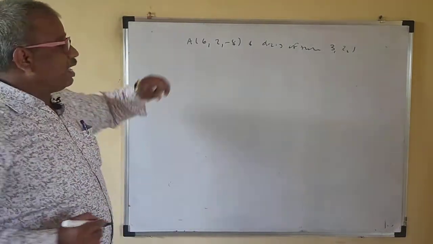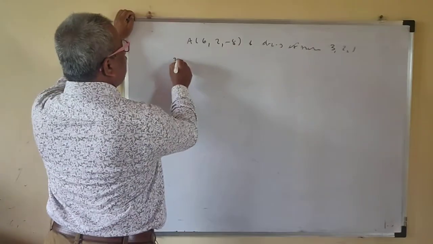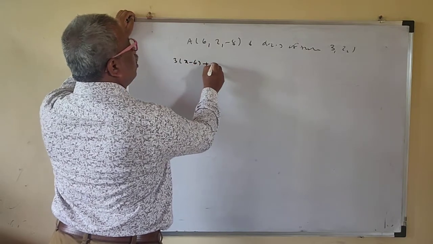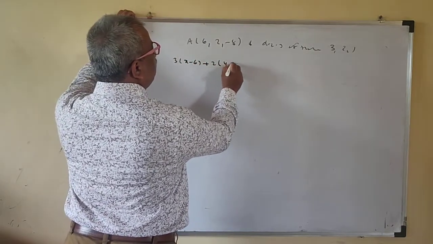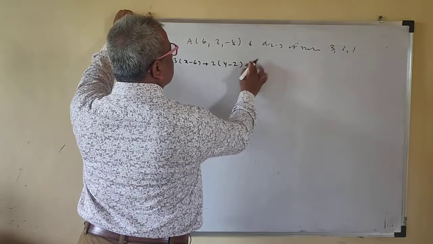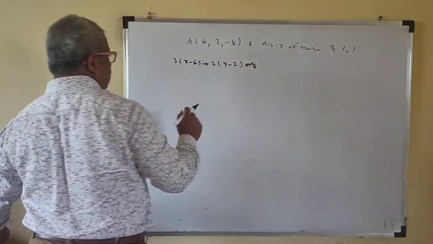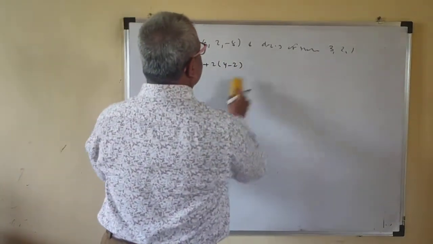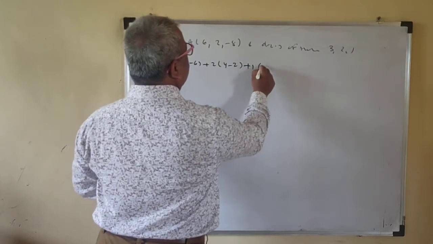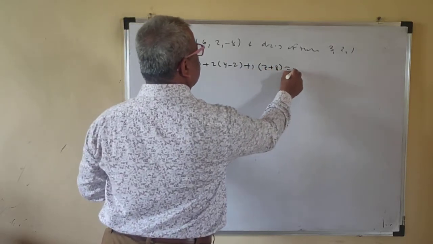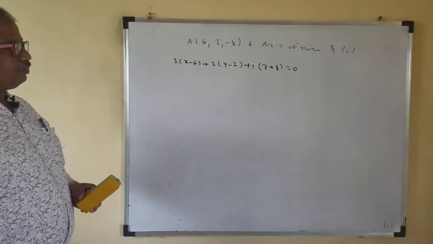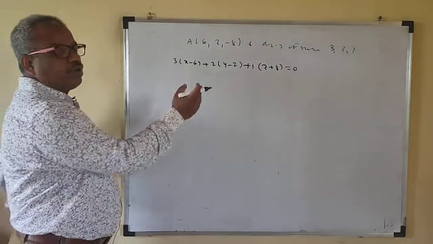Okay, so these are the DRs given. Directly you can write this as 3(x − 6) + 2(y − 2) + 1(z + 8) = 0. Now we just have to collect the coefficients.